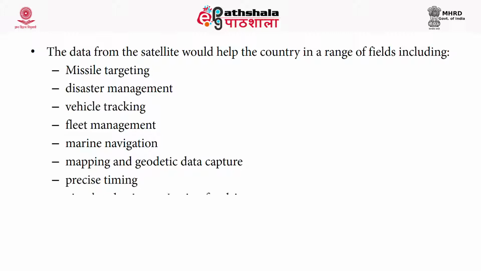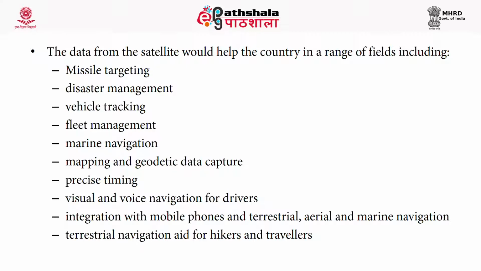This data from the IRNSS satellites would be helpful in the following fields, such as missile targeting, which is one of the military applications. Besides, it will also be helpful for disaster management, vehicle tracking, fleet management, marine navigation, mapping and geodetic data capture, precise timing, visual and voice navigation for drivers, as well as integration with mobile phones, along with terrestrial, aerial and marine navigation. It will also help in terrestrial navigation aid for hikers and travelers.